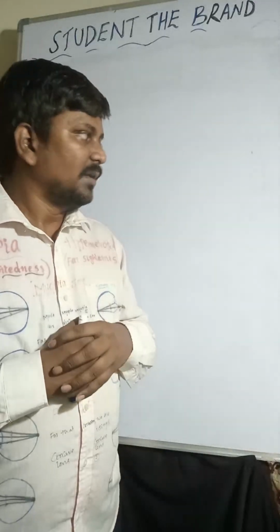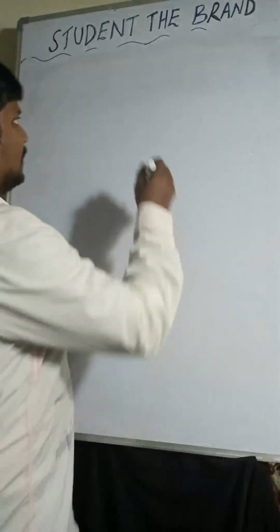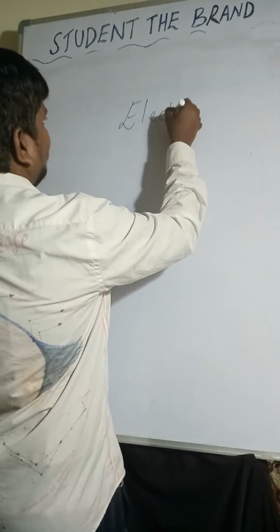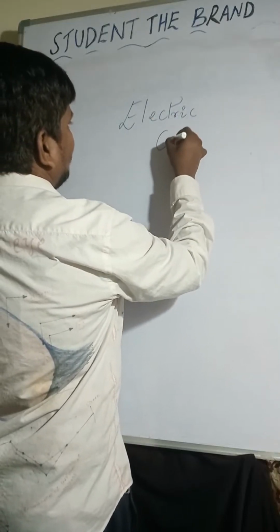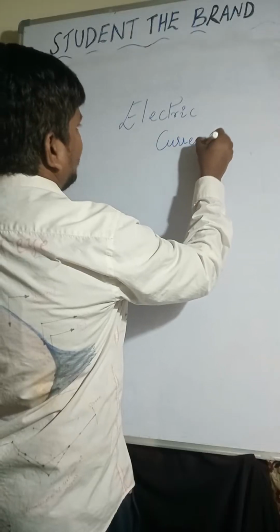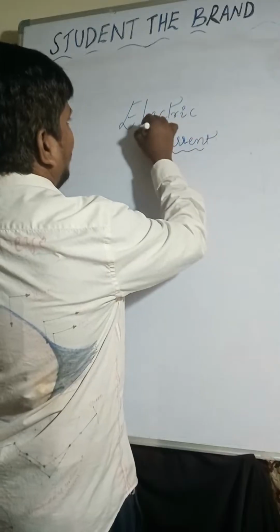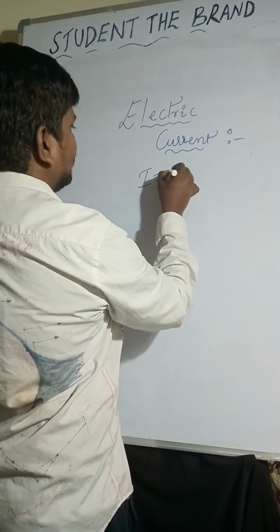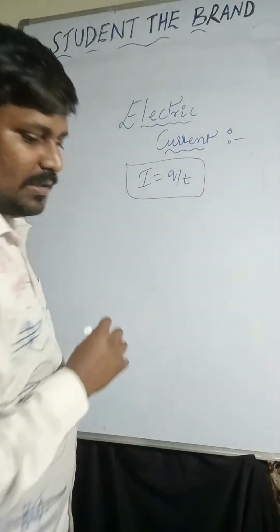Now, electric current. The rate of flow of charge. Electric current is nothing but the rate of flow of charge. I equal to Q by t.